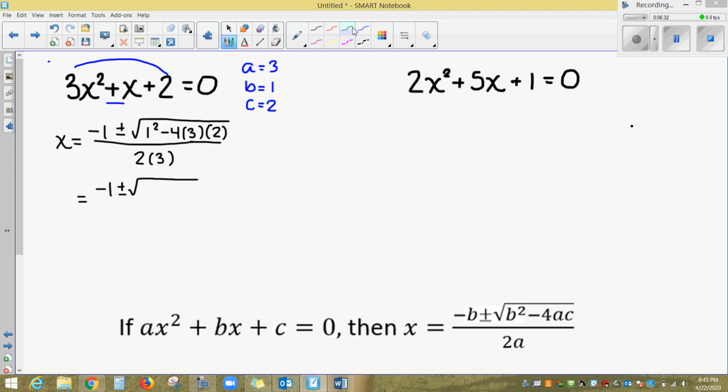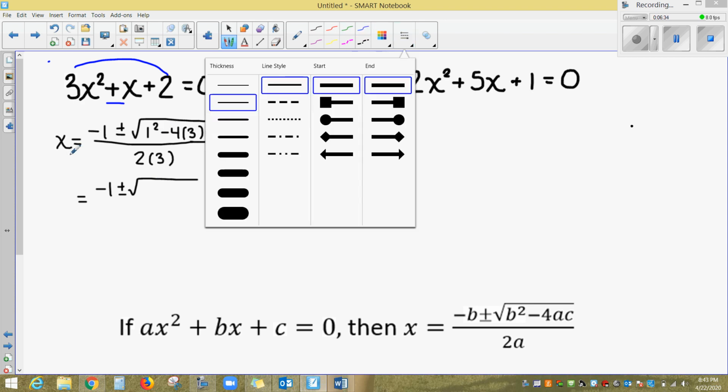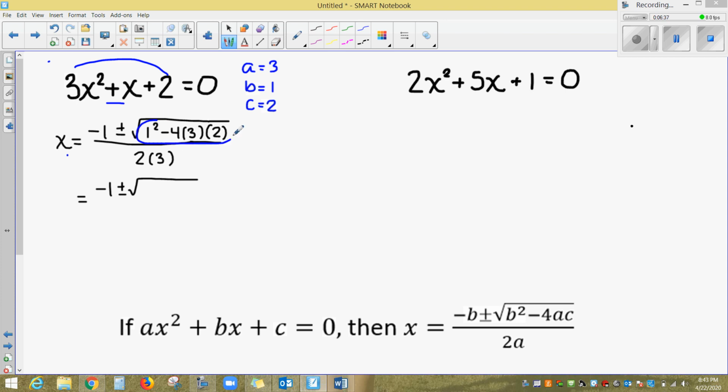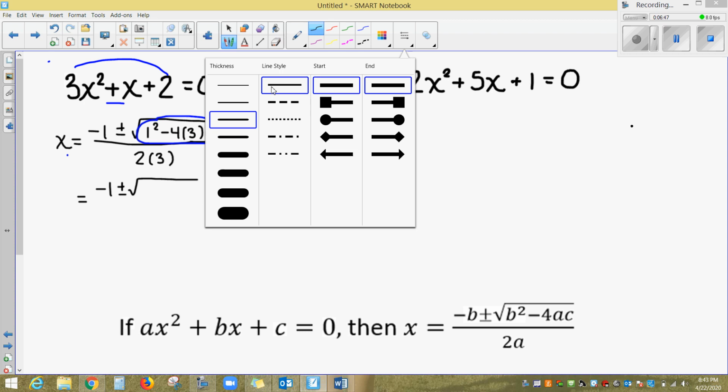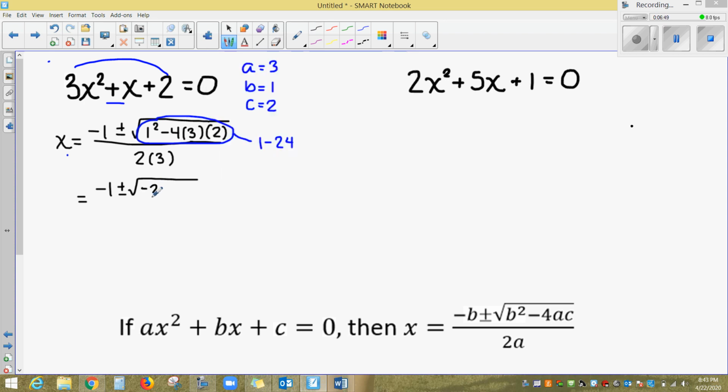If we take 1 squared, and I'm going to scribble off to the side, 1 squared is equal to 1. 4 times 3 is 12 times 2 is 24. I have 1 minus 24 there. 2 times 3 on the bottom is 6. Now when I'm simplifying the radical expression, the best I can do, since 23 is prime, is bring out the i. So we have i times the square root of 23.